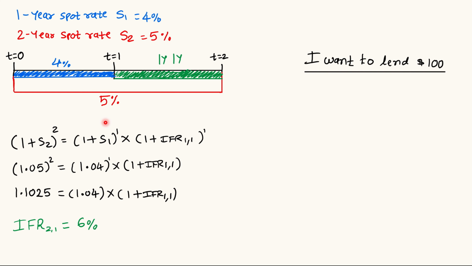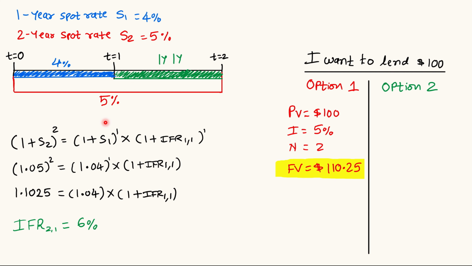So let's say I want to lend $100. I have two options. Option one, I have a present value of $100. I'm going to lend $100 at 5%, n equals 2, so we are lending for 2 years straight. At the end, I can expect a future value of $110.25. Or I have an option 2. I can lend $100 for year 1, which is at 4%.